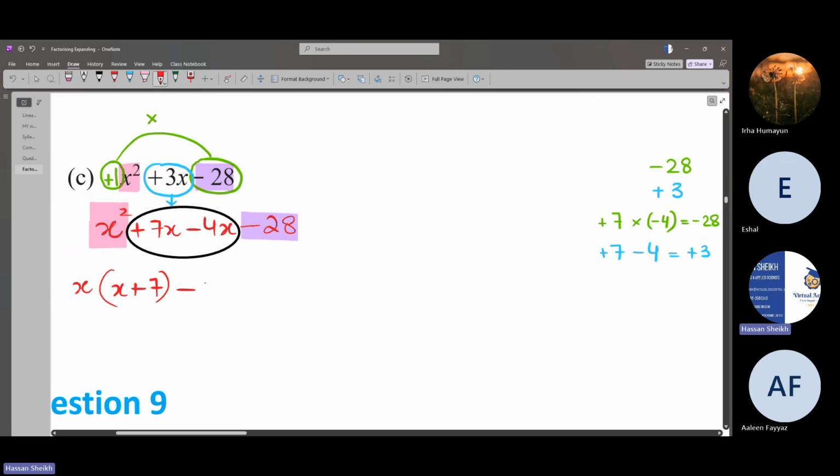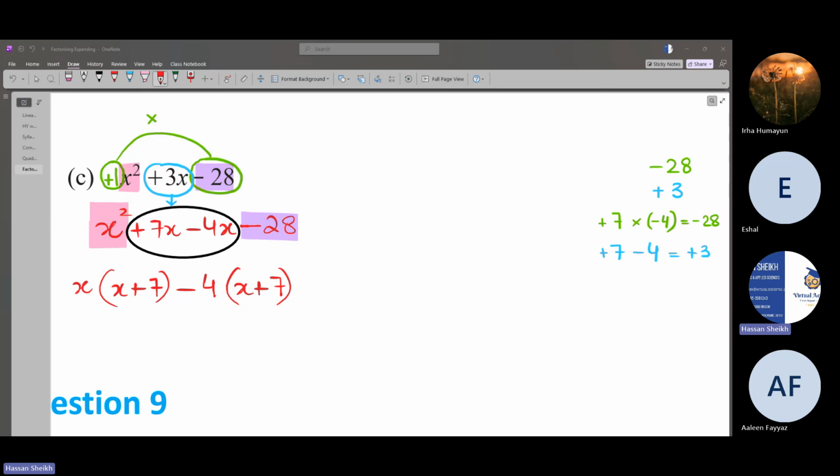Minus from the second two terms, minus 4 is common. Then inside the bracket, the sign would change. Do you agree that the sign changes? What's the reason why the sign changes from minus to plus? Because minus minus is plus. Yes, exactly. It's a rule that whenever you take a negative sign common, inside the bracket the sign would change.